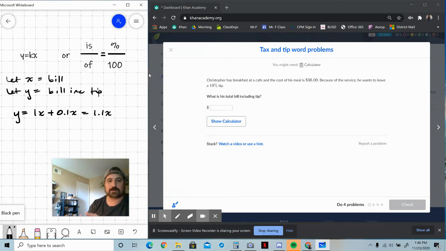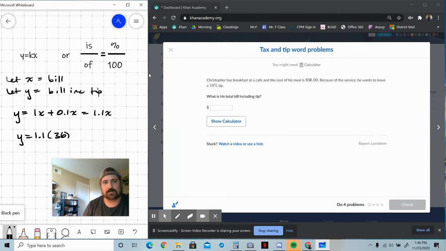And that makes sense. It was 100% of x, the whole bill, and they increased it by 10%. Now it's 1.1x. So the problem is as simple as y equals 1.1 times 36, where x is the bill. The price of the meal was $36. 110% of 36 will be the price of the meal including tip, 100% for the meal plus the 10% tip. That's how you'd use this to set that up.